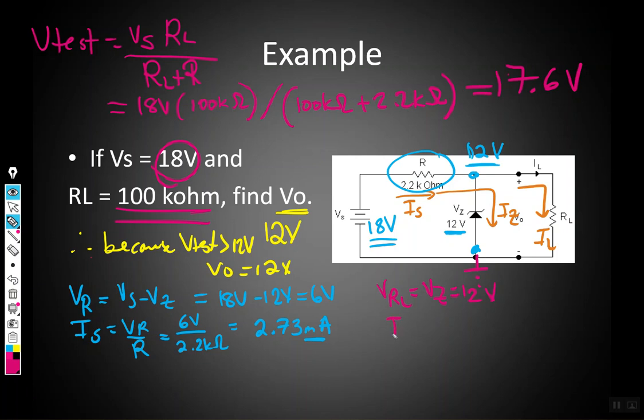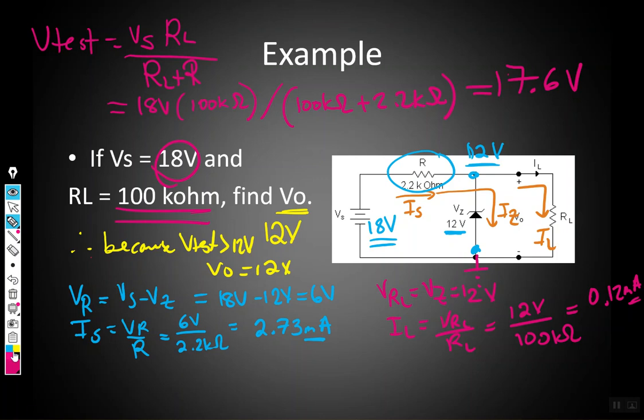So IL is going to equal VRL over RL, which is 12 volts over 100 kilo ohms. That is 0.12 milliamps, or 120 microamps, but let's leave it in milliamps for now because this is also in milliamps.